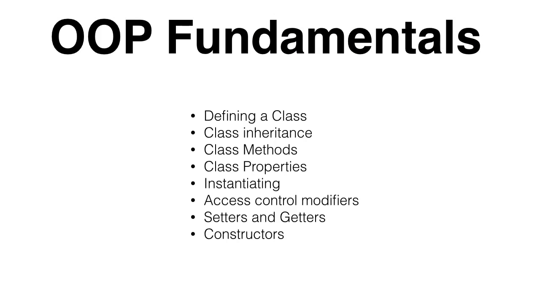Welcome back, my dear students. In this section here, we're going to be learning some OOP fundamentals, some object-oriented programming stuff, right? We're going to be defining class inheritance, doing methods, properties, instantiating a class, access control modifiers, setters and getters, and constructors. All right. There are other things that we might even add later on as the course progresses, but at this moment, this is what we're going to be learning in the fundamentals.